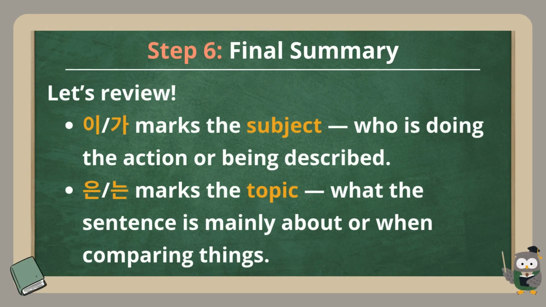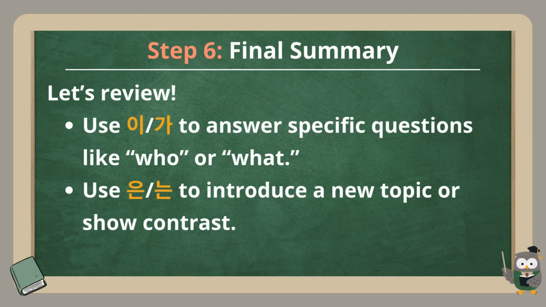Let's review what we learned today. 이, 가 marks the subject, who is doing the action or being described. Eun-neun marks the topic, what the sentence is mainly about, or when you want to compare things. Use 이, 가 to answer specific questions like who or what. And use eun-neun to introduce a new topic or to show contrast.